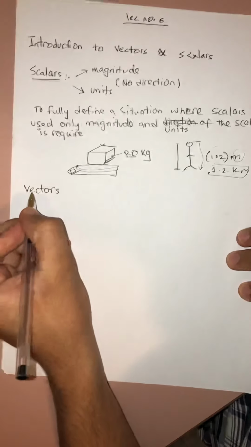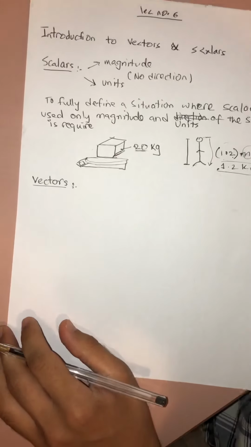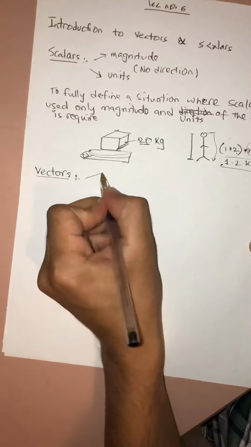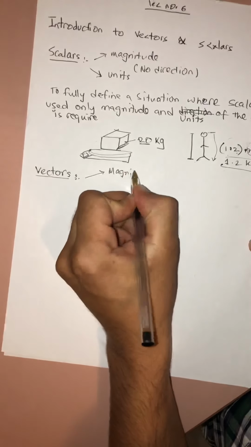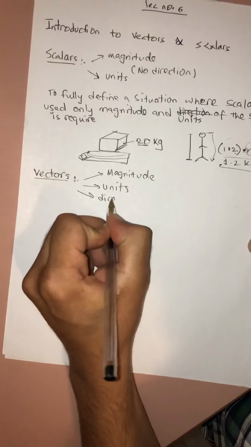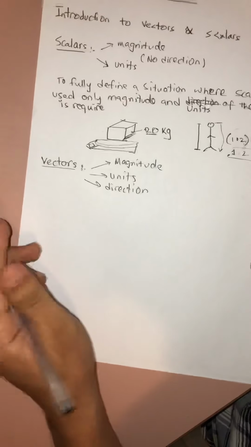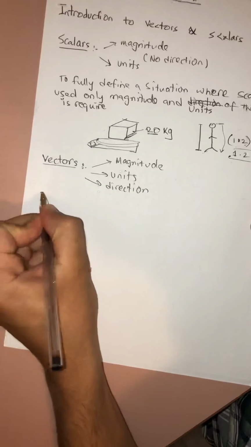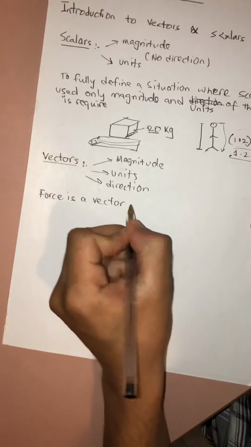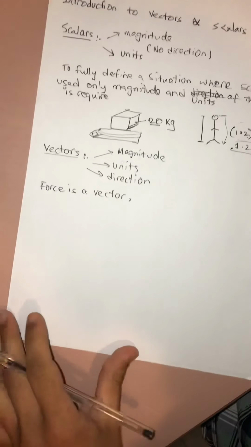Now let's get to vectors, the most interesting things. They are very amazing so far as I know. Let me tell you a brief description of vectors. They have magnitude, they have units, but they have a direction as well. For instance, let's assume that force is a vector. Now let's describe why we say force is a vector.